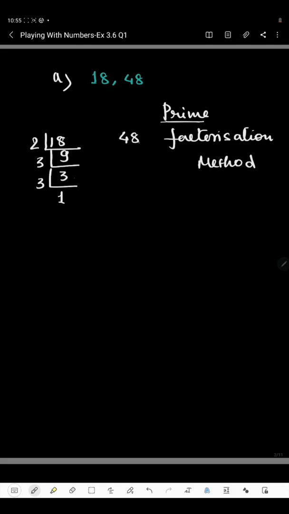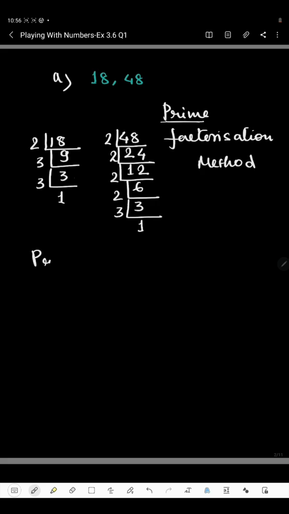Next we have 48. Since the last digit is an even number, it will go by 2. So 2 2s are 4, 2 4s are 8. Again, the last digit is even, so it will go by 2. So 2 1s are 2, 2 2s are 4. Then 2 6s are 12, 2 3s are 6. Then 3 1s are 3.